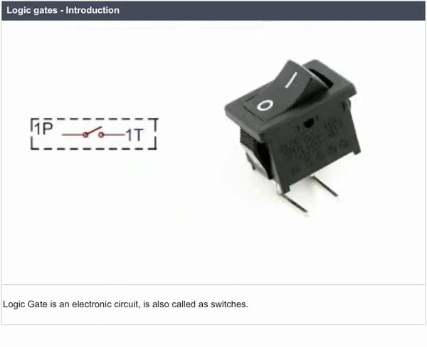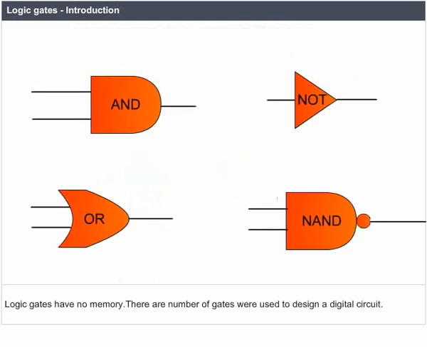Logic gate is an electronic circuit, also called a switch. Logic gates have no memory. There are a number of gates which are used to design a digital circuit. The basic gates are inverter or NOT, AND and OR.